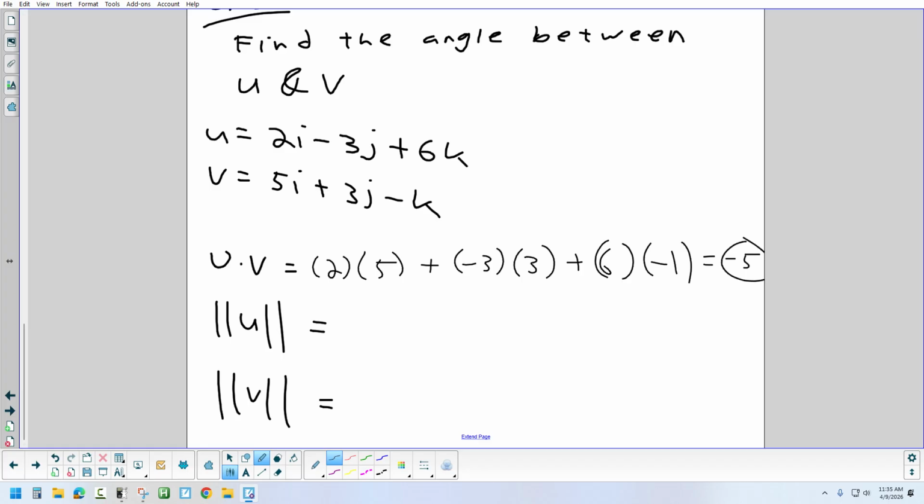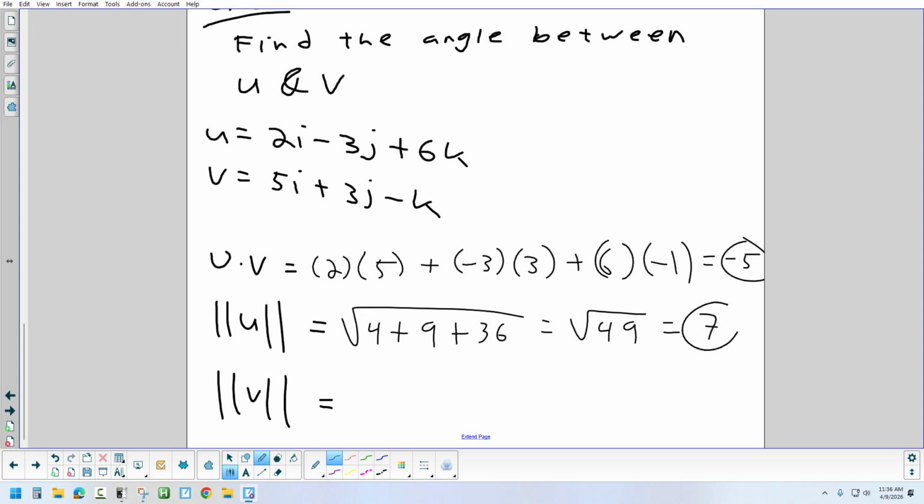Okay, magnitude of u. Could someone else give me my calculation for that? Square root of 2 squared, plus negative 3 squared, plus 6 squared, which is 36. That's going to give me 13 plus 36. 13 plus 36 is 49. And the square root of 49 gives me 7. Not always going to get a nice answer, but for that one we did.